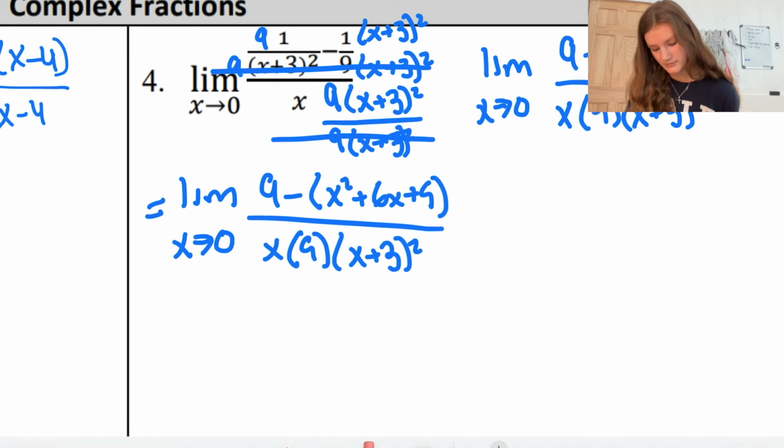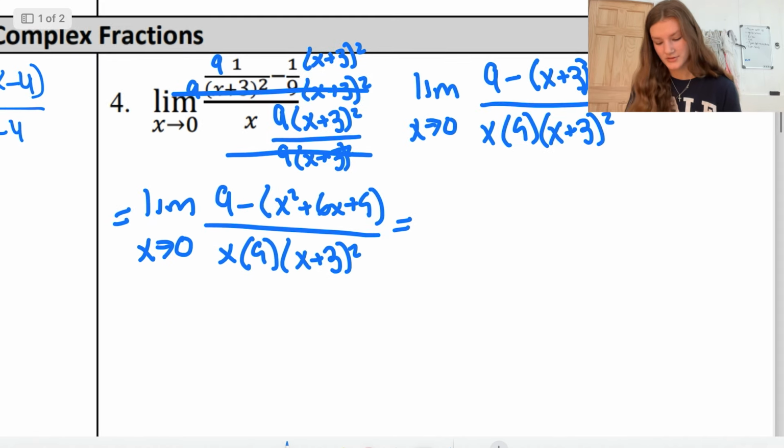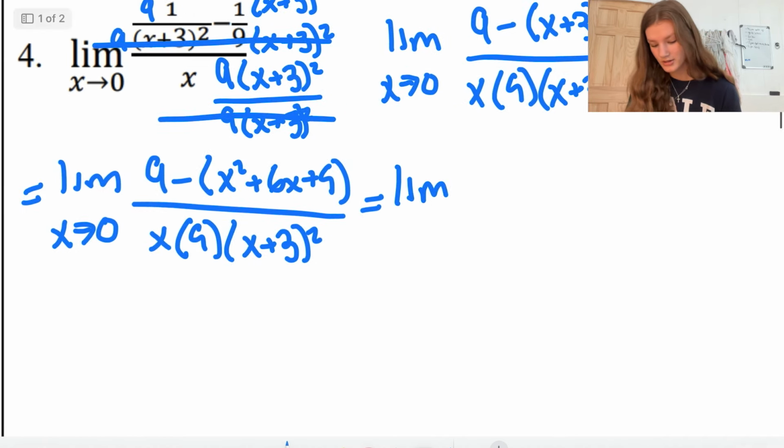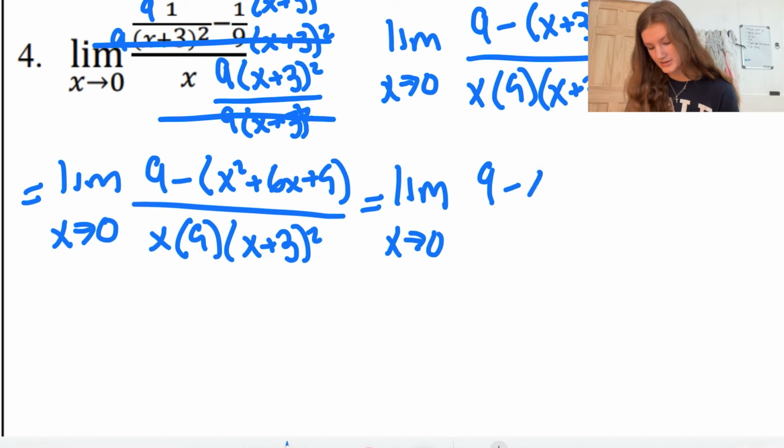Okay. It's just going to be so much busy work, but honestly I love doing this busy work. I mean, kind of just really like it. Okay. Here we go. 9. Oh wait, sorry. It's easier if I just don't put it in parentheses. 9 minus x squared minus 6x minus 9.